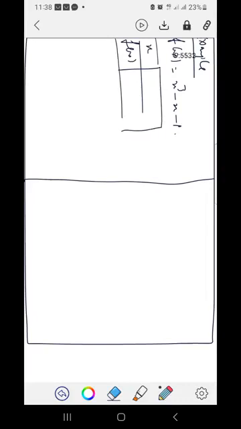All right, so you draw that small table. This is 0, this is 1, this is 2. If you put 0 into this expression, it's going to give us -1. If you put 1 into the expression, it gives us -1 as well. But if you put 2 there, it's going to give us 5. That is 2 cubed minus 2 minus 1, which is 8 minus 3, which is 5.